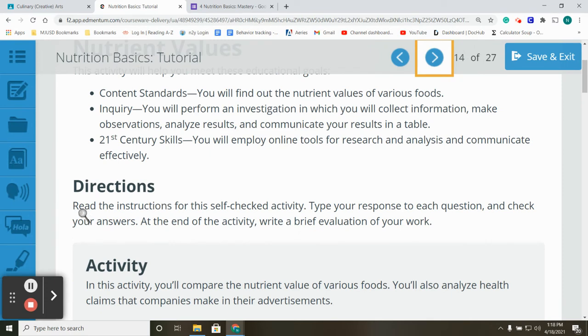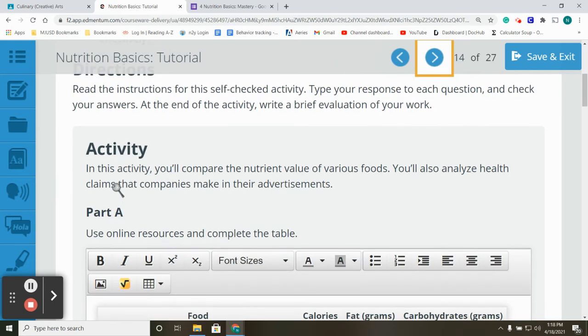So, directions. Read the instructions for the self-checked activity, type your response to each question, and check your answers. Okay, so here's the activity. In this activity, you'll compare the nutrient values of various foods. You'll also analyze health claims that companies make in their advertisements.